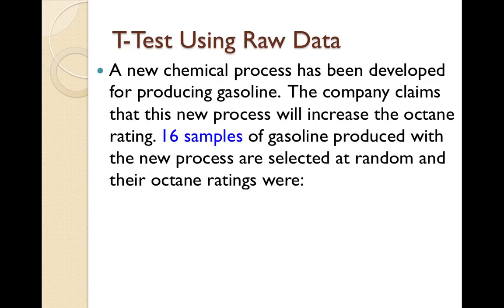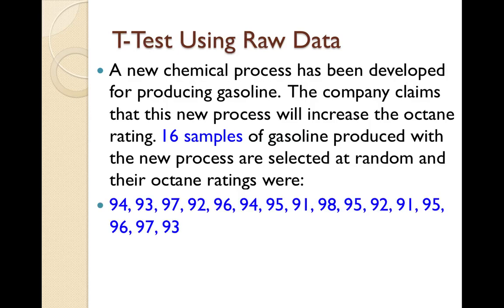We're going to look at raw data in a hypothesis test. A new chemical process has been developed for producing gasoline. The company claims that this new process will increase the octane reading. 16 samples of gasoline produced with the new system are selected at random, and their octane ratings were 94, 93, etc. So we have 16 octane ratings from a random sample of 16 gasoline samples.